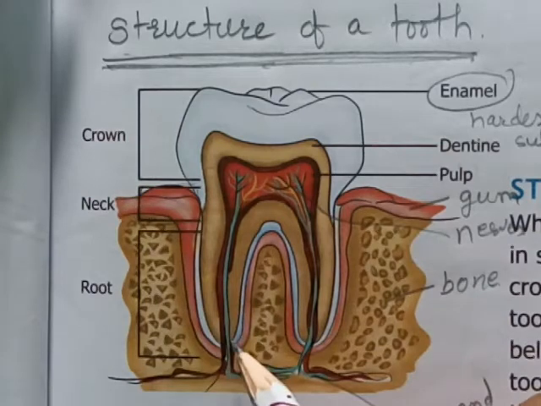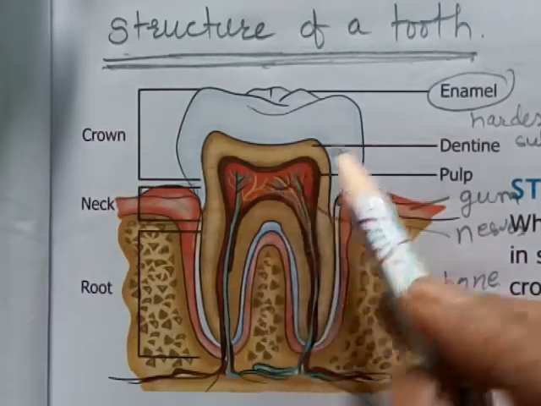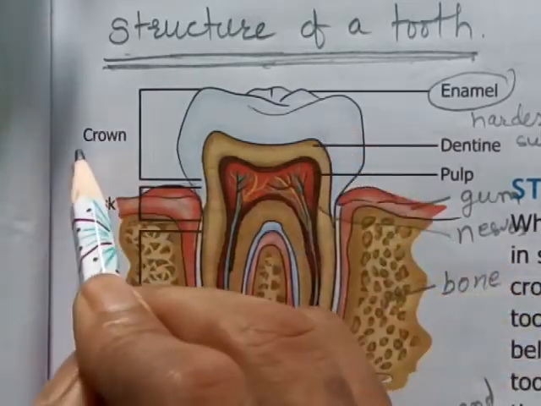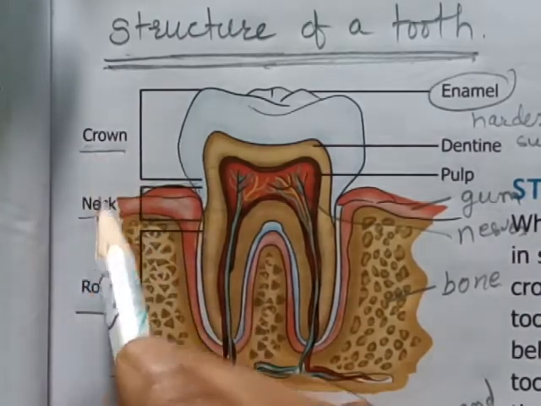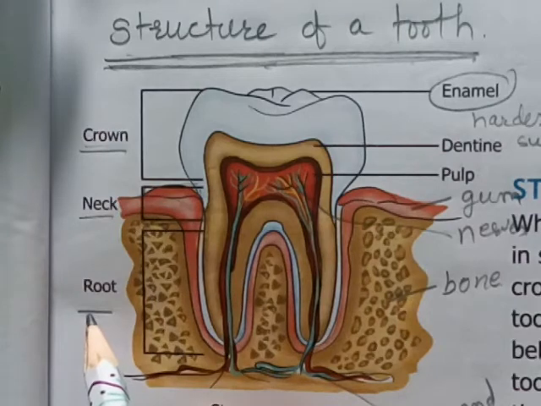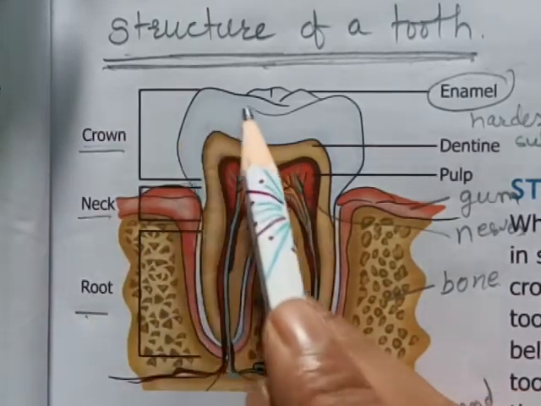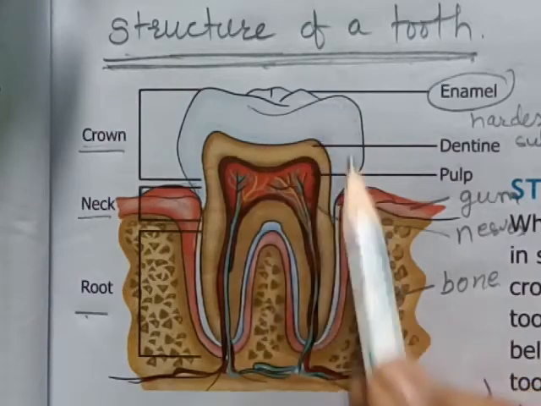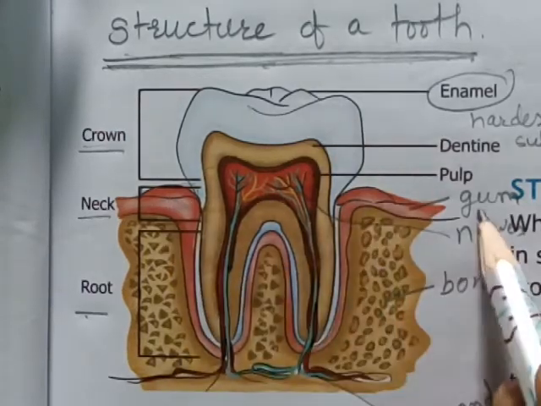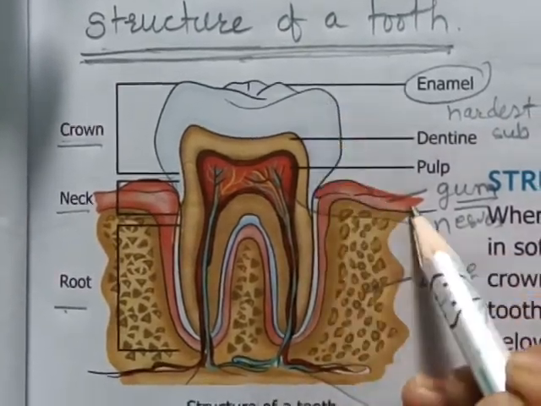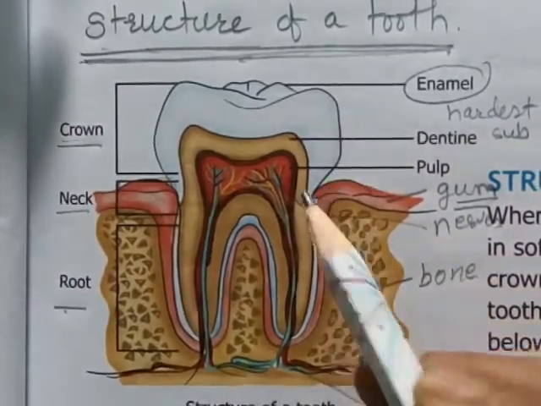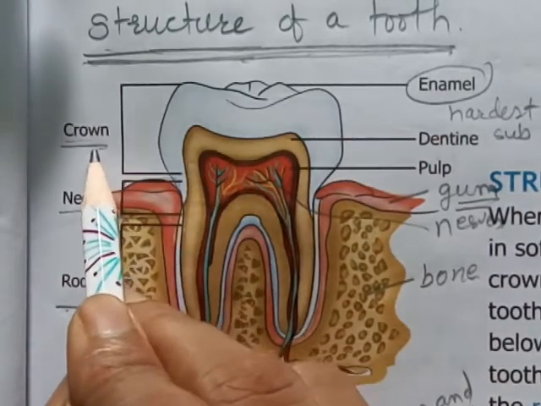Okay, a tooth has how many parts? It has 3 parts, namely crown, neck and root. Crown, neck and root, these are the 3 parts of a tooth. The part of the tooth that is above the gum, this pink part is the gum, and the part above the gum, that we can see, is known as the crown.